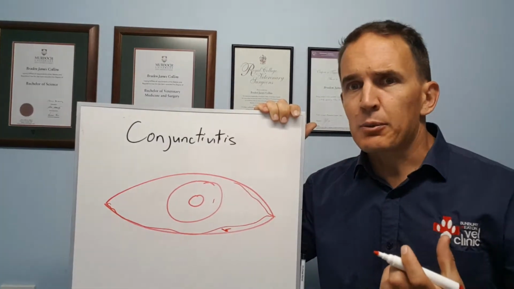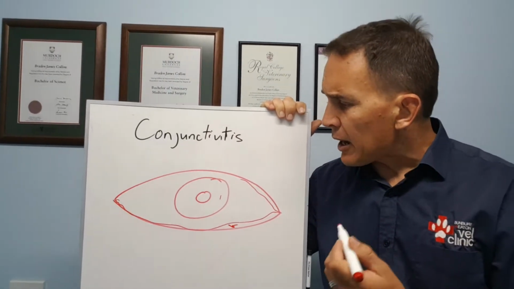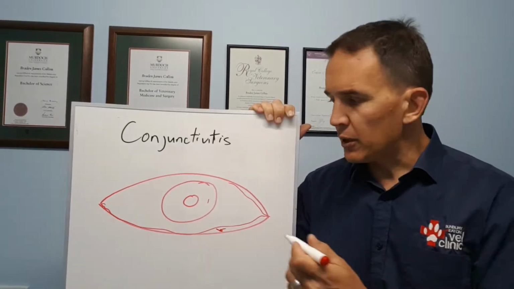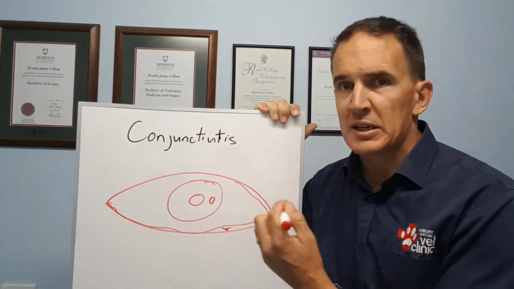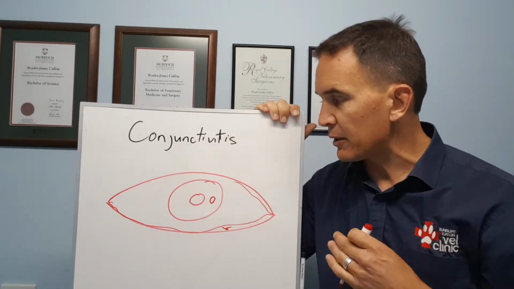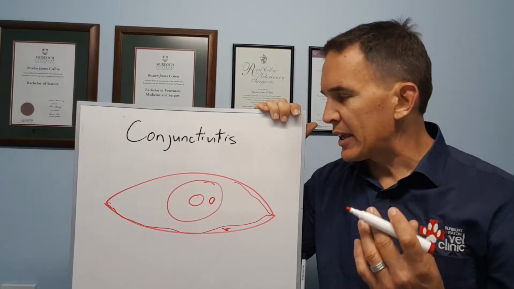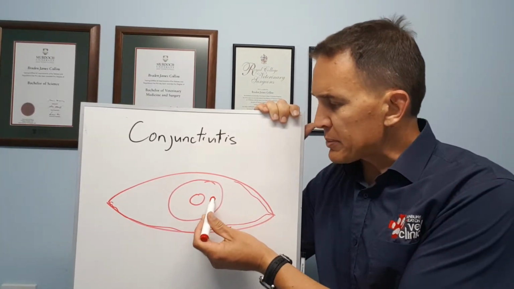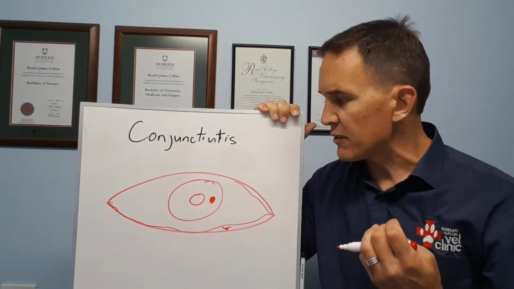Now, when we see an animal with conjunctivitis, one of the first things we'll do is check for an ulcer. Ulcers aren't always completely obvious to the naked eye. An ulcer is basically damage to the outer layer of the cornea, but because it's so thin, only one cell thick, we can't always see it. So we'll normally put a special stain called fluorescein into the eye, and that will stain any areas of ulceration.